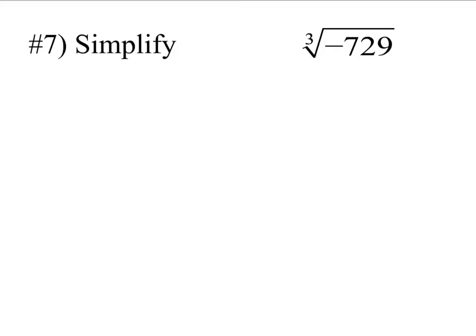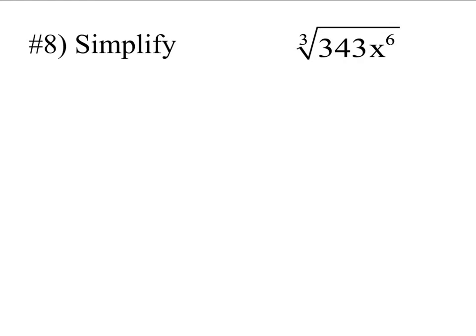Okay, cube root of negative 729. It's okay to have a negative under the radical if your index is odd. So basically you're asking yourself, what times itself three times gives you negative 729? And that is negative 9. If you wanted, you could make a factor tree, and that would also get you there.